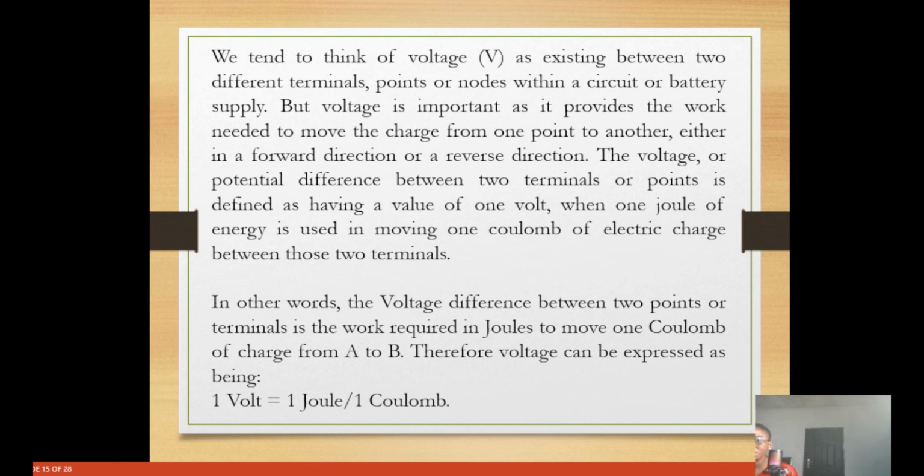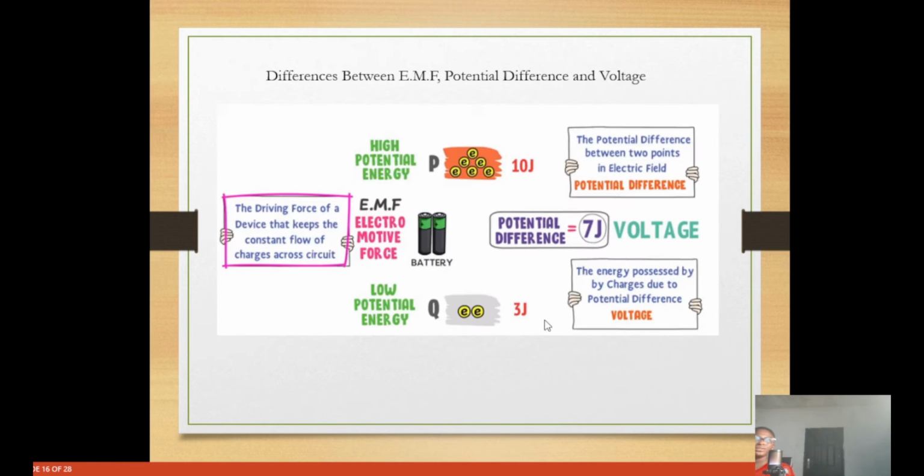that the work done in pushing them from A to B is what we call the voltage difference. So therefore the voltage can be expressed as 1 volt is equal to 1 joule divided by 1 coulomb. That is energy divided by charge. 1 volt is energy divided by charge. Energy divided by charge, that is the energy you need to take a charge from one point to another, is called the voltage.